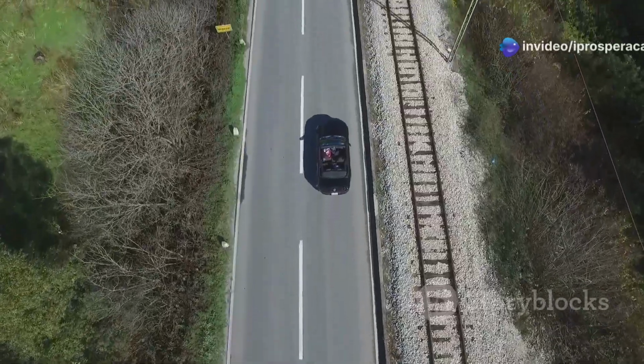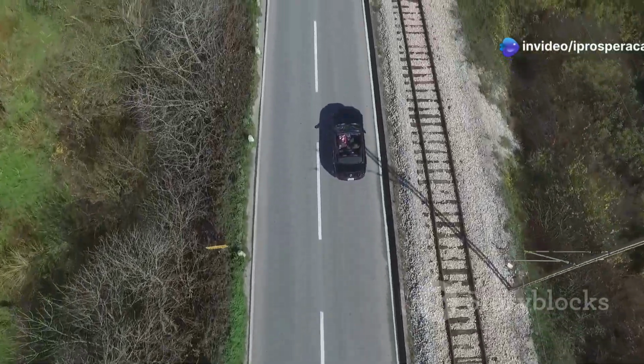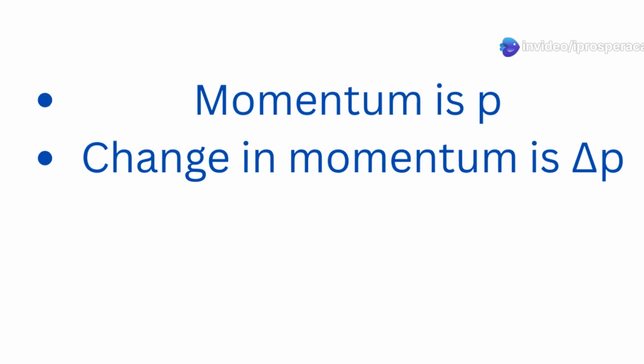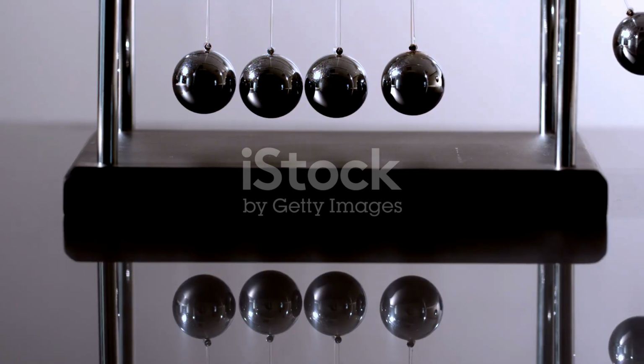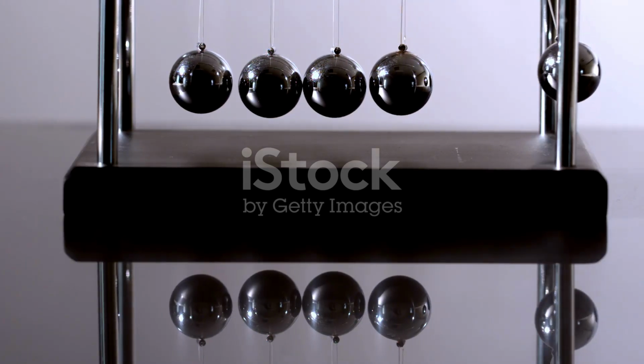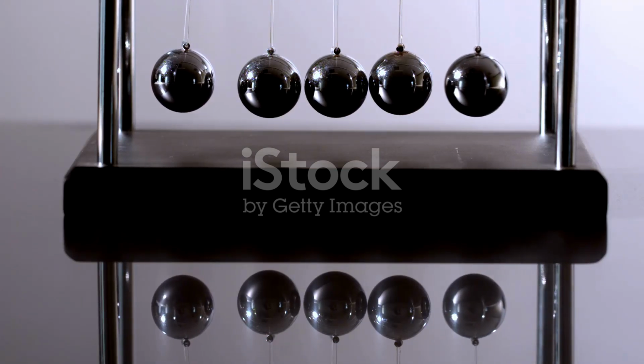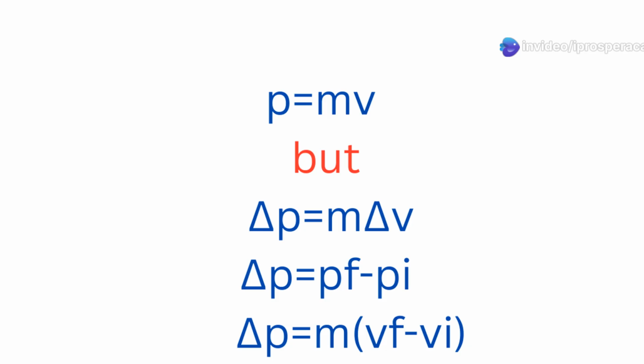Momentum is a property of a moving object, mass in motion. The change in momentum is the difference between an object's final and initial momentum. Momentum represents how much motion an object has. Change in momentum represents how much the object's motion has changed.